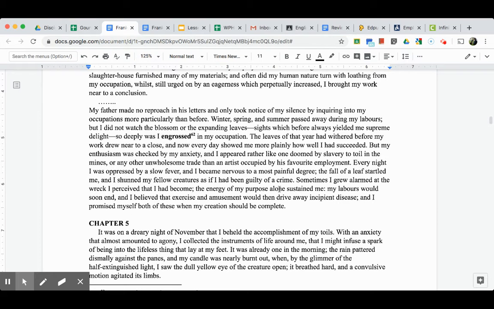The energy of my purpose alone sustained me. My labors would soon end, and I believed that exercise and amusement would then drive away incipient disease. And I promised myself both of these when my creation would be complete. So he recognized that he'd gotten a fever. He was just paranoid, anxious all the time. He said, okay, when this is all over, I'm going to work out, I'm going to take care of myself and then I'll be better. I just have to get through this.